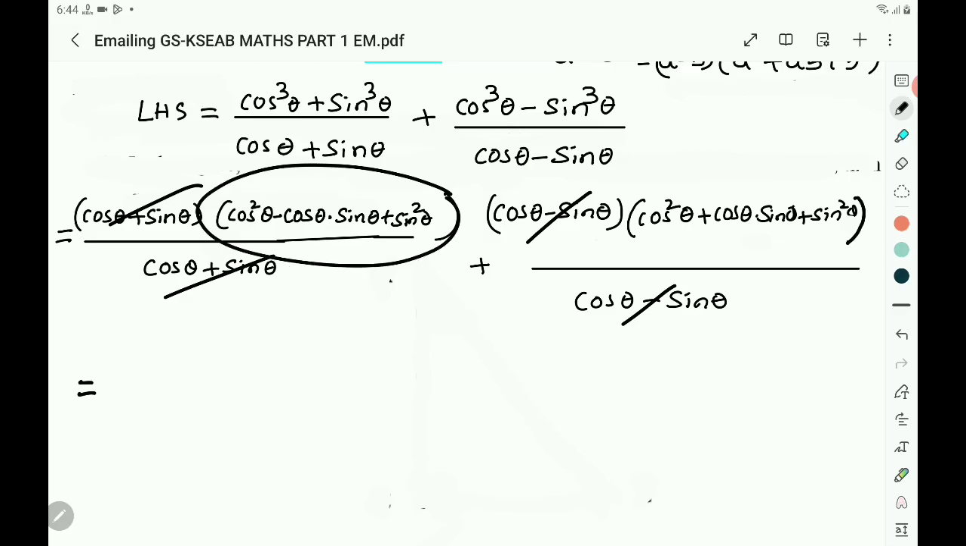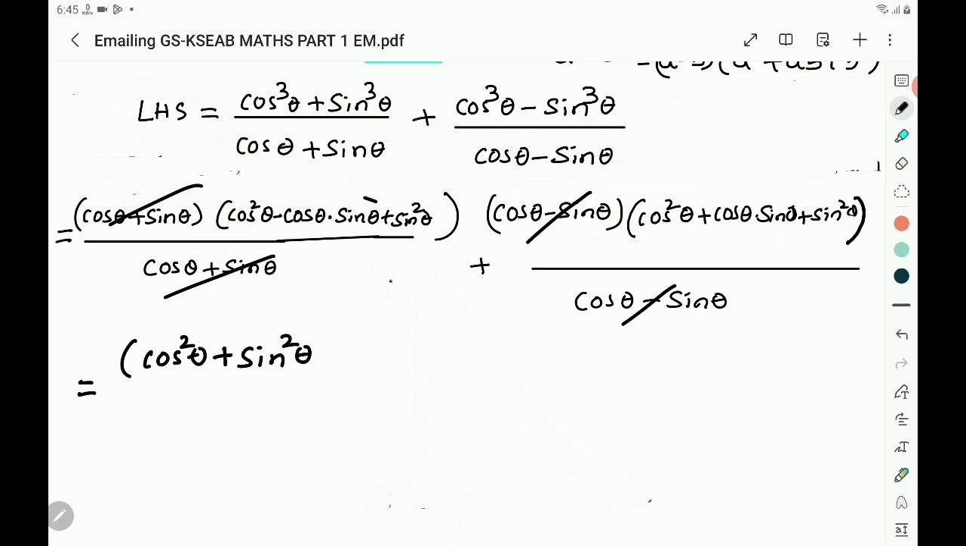Now you write this one. Cos square theta, bring sin square theta together with cos square theta, plus sin square theta minus cos theta into sin theta, minus cos theta into sin theta, plus, here the denominators are cancelled, both the terms, so you must add these two only.